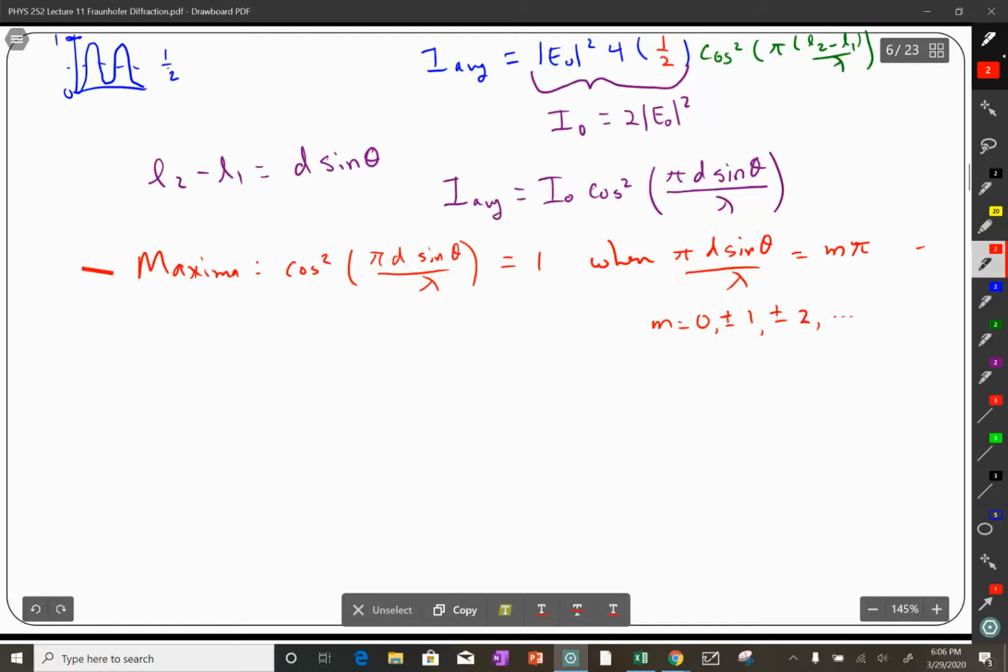So m is any positive or negative integer, including 0. Now, of course, we should recognize there is a pi on both sides, so cancel that. And that gives us d sine theta is equal to m lambda. So that's our equation for maxima.